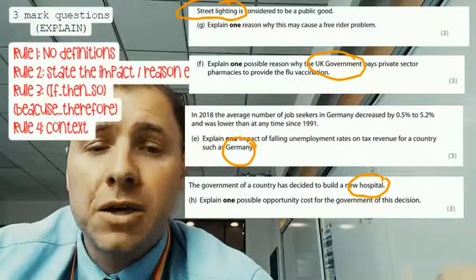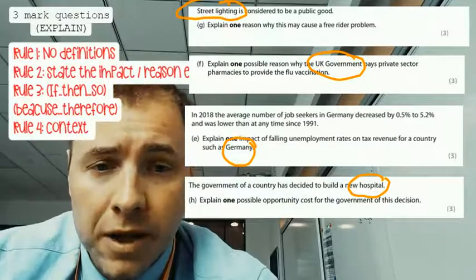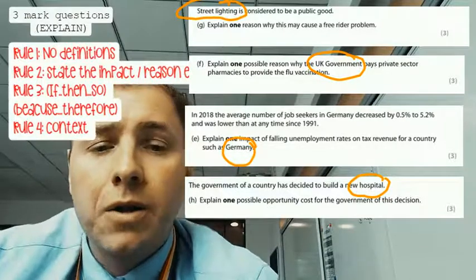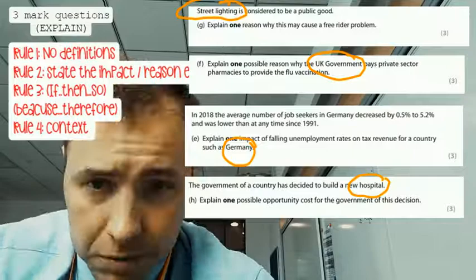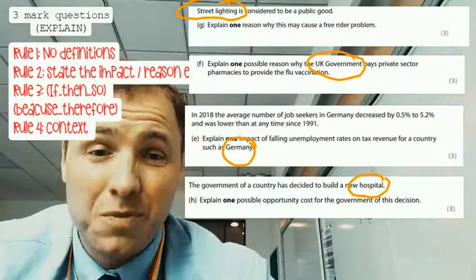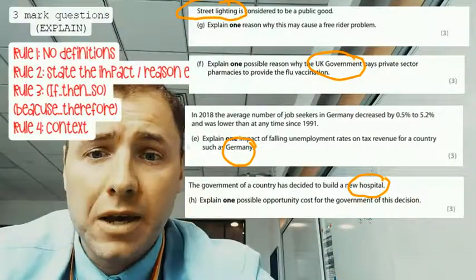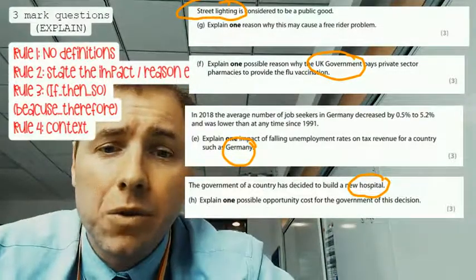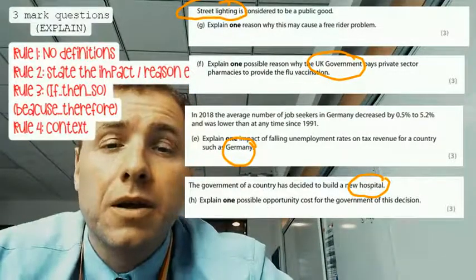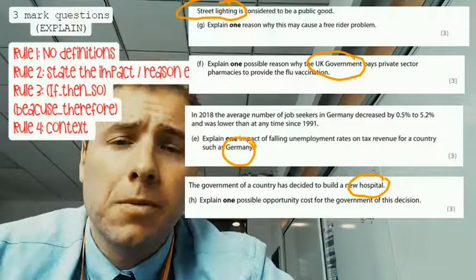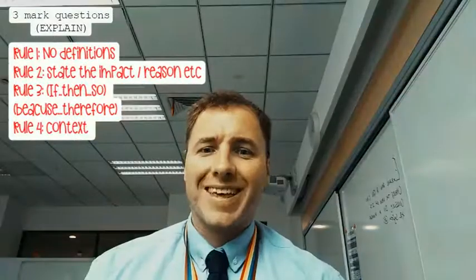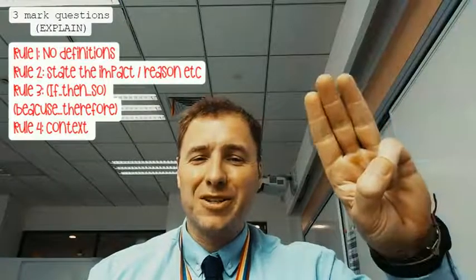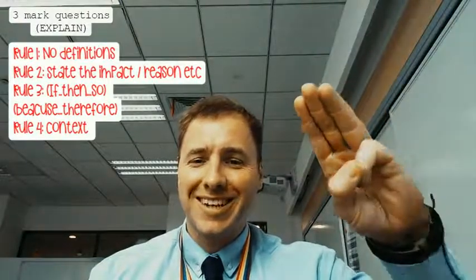Okay, so here is going to be explaining opportunity cost in the context of building a new hospital instead of a school. So that is where you're going to get your context marks from, the data in the question. Use it, otherwise you will only get 2 marks maximum. There you go, how to answer 3-mark questions. Adios.